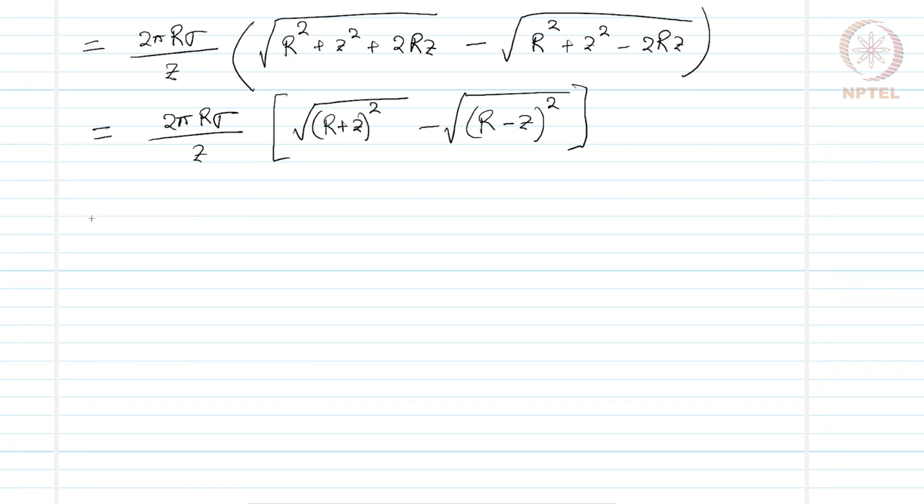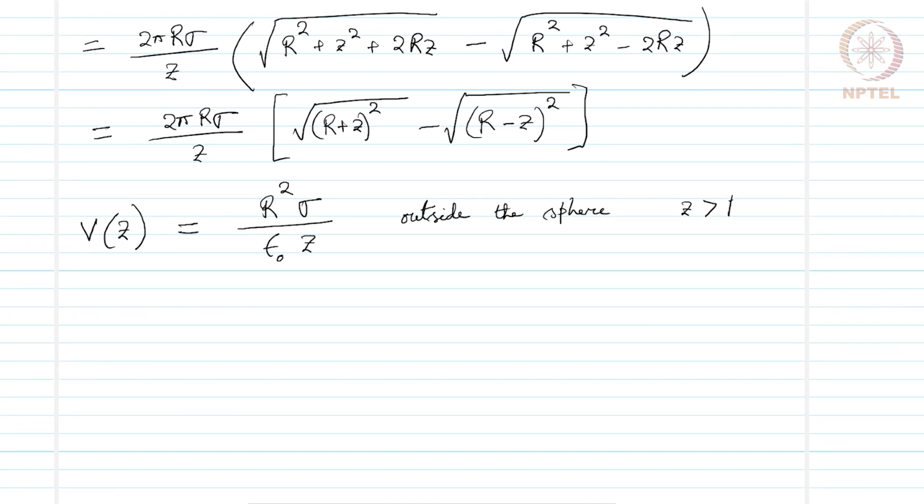This simplifies to give us the expression for potential as a function of z as R squared sigma over epsilon naught z, and this is outside the sphere, where z is greater than R. And it becomes something else, it's R sigma over epsilon naught inside the sphere, where z is less than R.